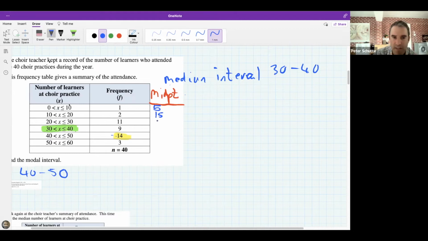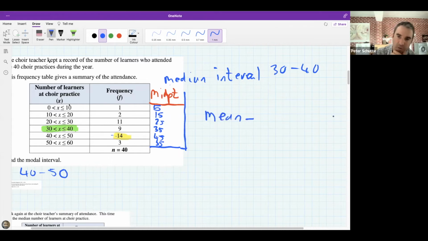And if you follow that same pattern, the next one is 25, then it's 35, 45, and then 55. So what happens is, because we don't know the exact values, we just use the midpoint of the interval to act like the exact values. Okay, so this is why it's called the estimated mean, because we have to estimate the value using the midpoint.